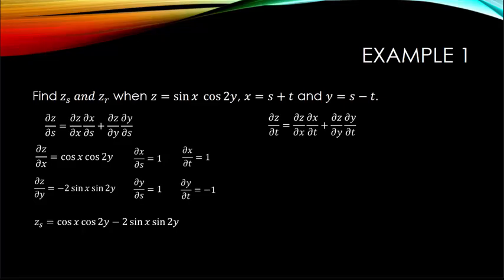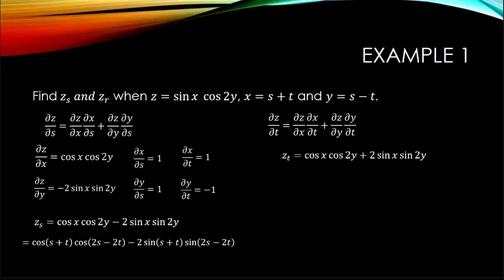This means that zs is given by cosine x times cosine 2y minus 2 sine x sine 2y. I'm going to plug s plus t in for x and s minus t in for y. I get cosine of the quantity s plus t times the cosine of 2s minus 2t minus 2 times the sine of the quantity s plus t times the sine of the quantity 2s minus 2t.